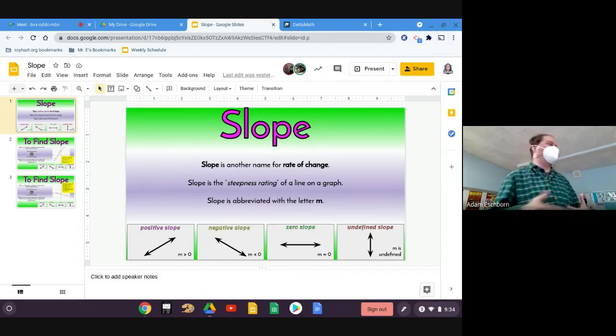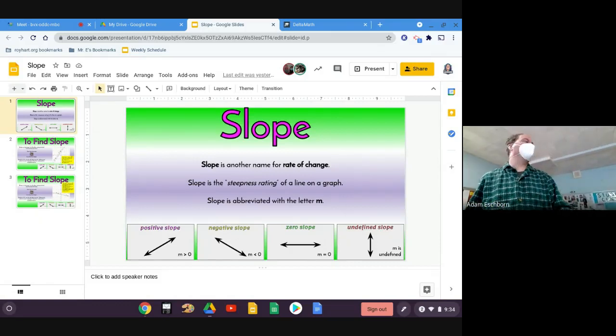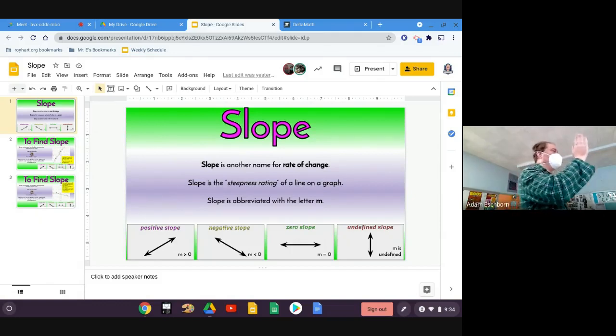A zero slope is like our floor. It's horizontal, right? There's no steepness to it at all. Undefined slope means that it's not even a steep line. It's just a vertical line, right? If you were to go skiing down a hill with a vertical slope, it would not be much of a ski trip, right? That's an undefined slope. It would be a hospital trip.